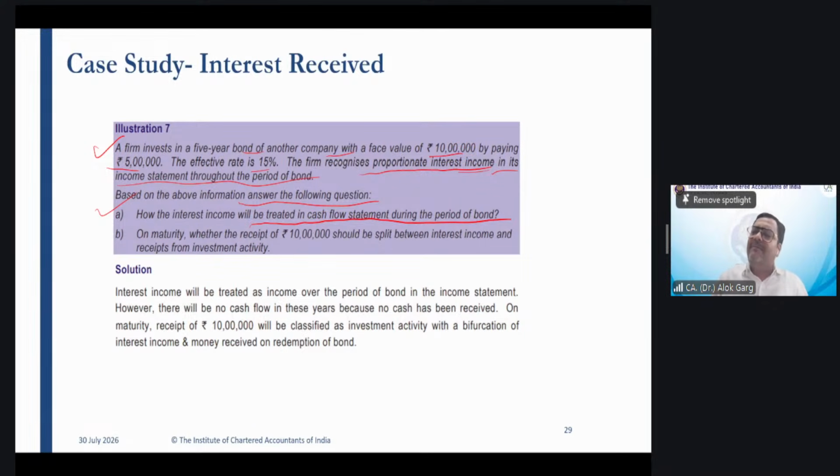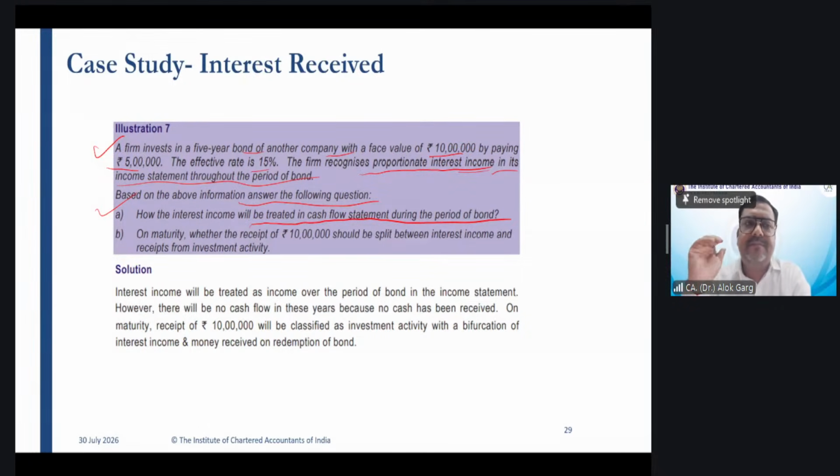Friends, what accounting entry has the company passed in the question? So don't go beyond the question. One thing I want to tell you: don't write that you cannot recognize proportionate income, or that you cannot apply the proportionate method. You have to apply the EIR method. I told you earlier also, don't go beyond the question. Don't question the question.